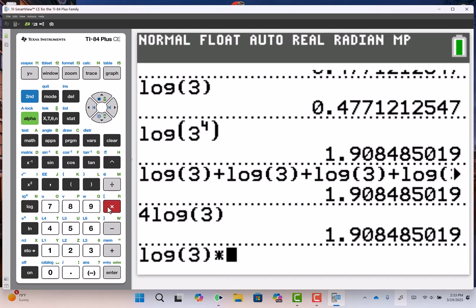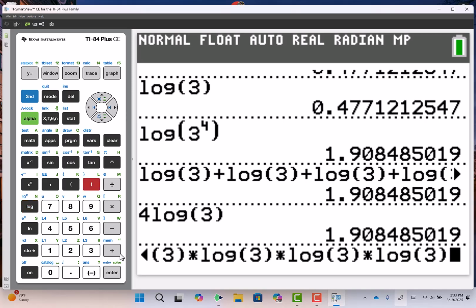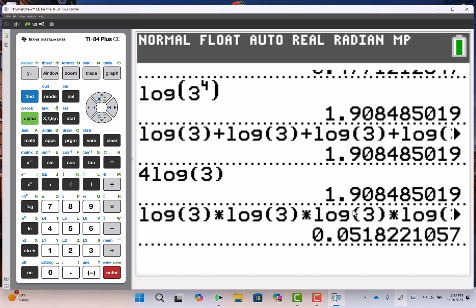So see, it doesn't make sense to do this. Sometimes people ask, why can't I multiply them? It's log 3 to the fourth. No, it won't work. Times log 3 times log 3. I'm doing this on purpose. It's wrong. If it were to be the same, we would get the same number, but we don't. See? Cool or not cool?